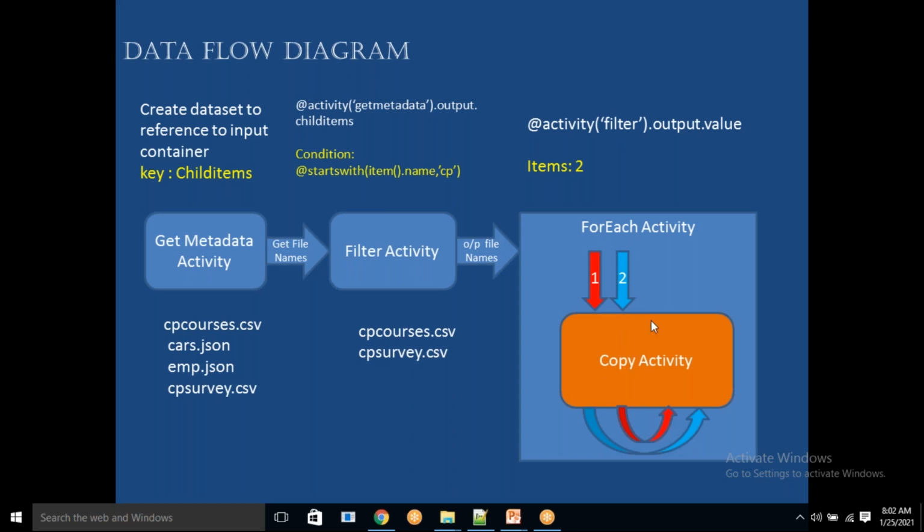Once copy activity tells the for each, I have already copied the file which you gave, then for each will say, hey, I have another file, please take this and copy wherever you want to copy. So it will copy. So it will be like a synchronous copy, right?